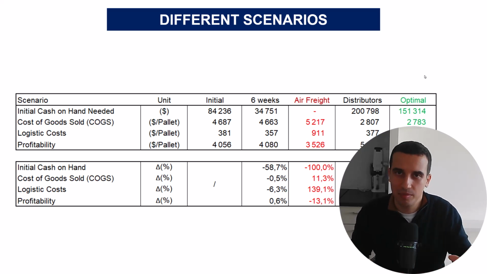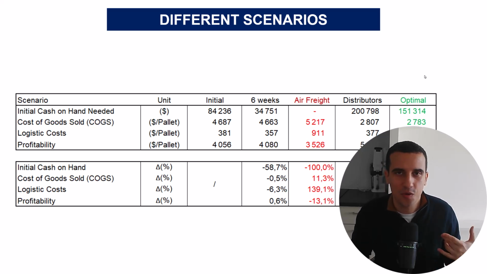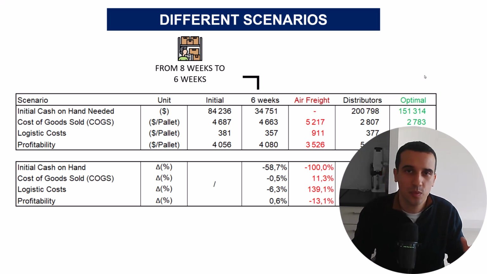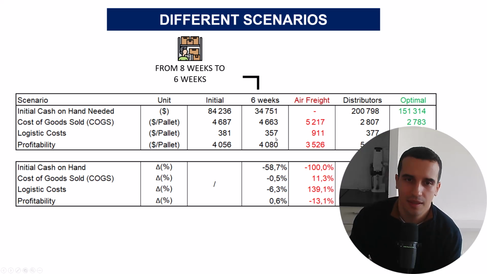So here we have a table with all the different scenarios. I started with the initial scenario, which is not really the initial scenario, but the scenario where I told him, okay, now forget about the continuous review policy, I will help you implement something periodic. Then I asked him, what about moving from 8 weeks to 6 weeks? And here what we could see is a drop of the initial cash on hand, a small reduction of the cost of goods sold, and a small increase of the profitability.